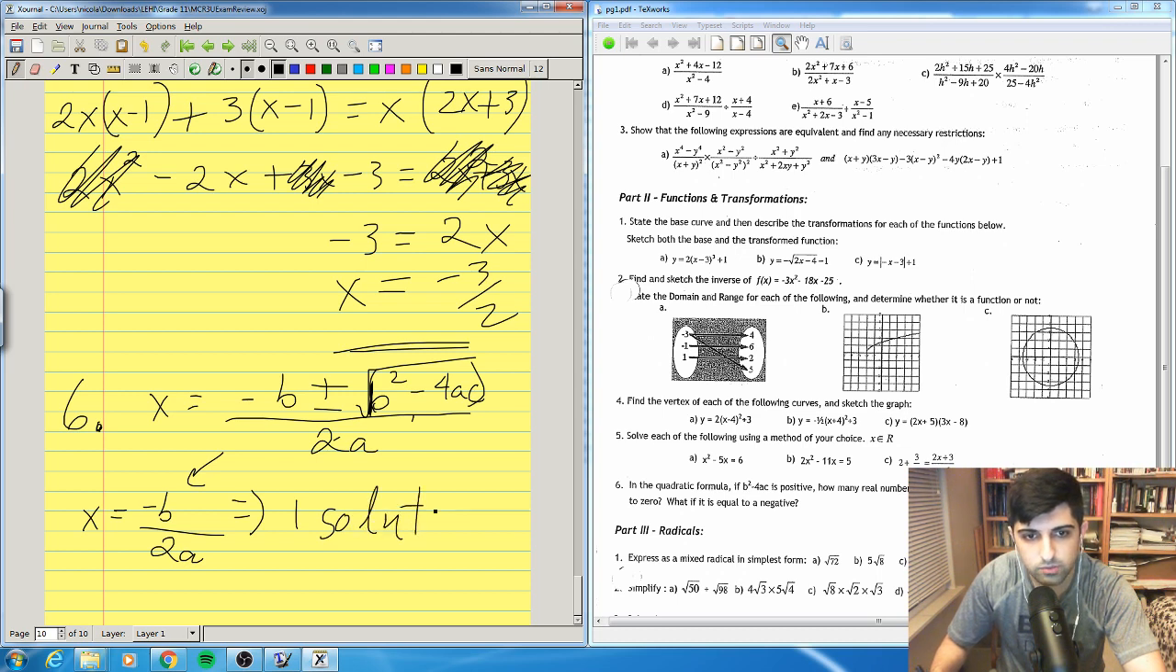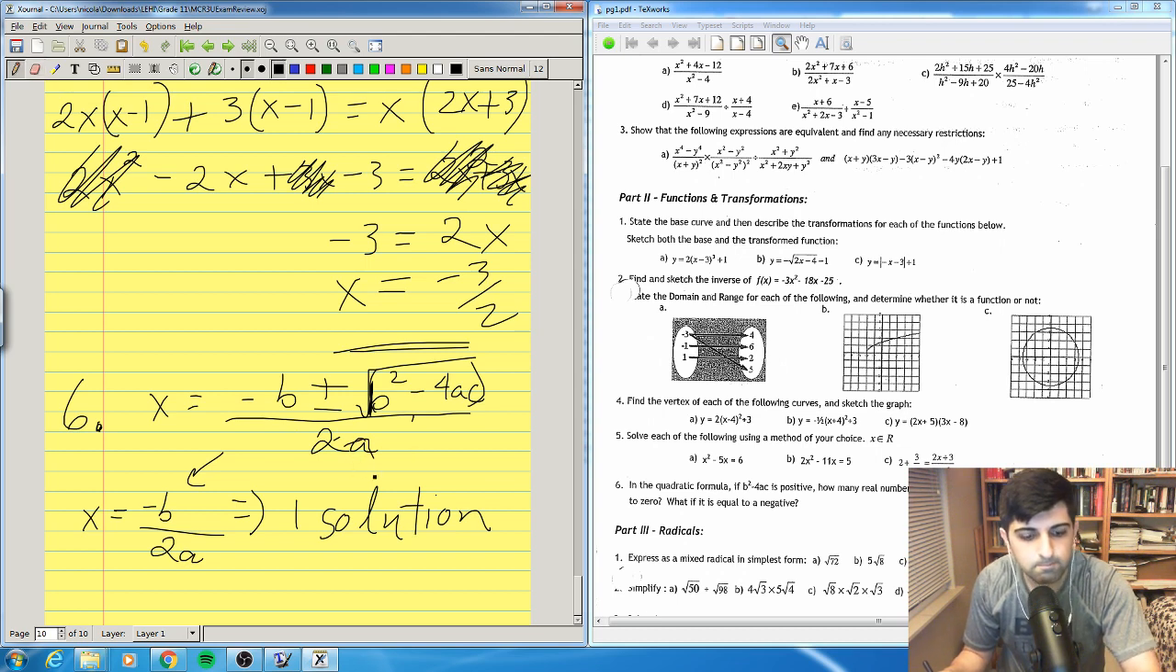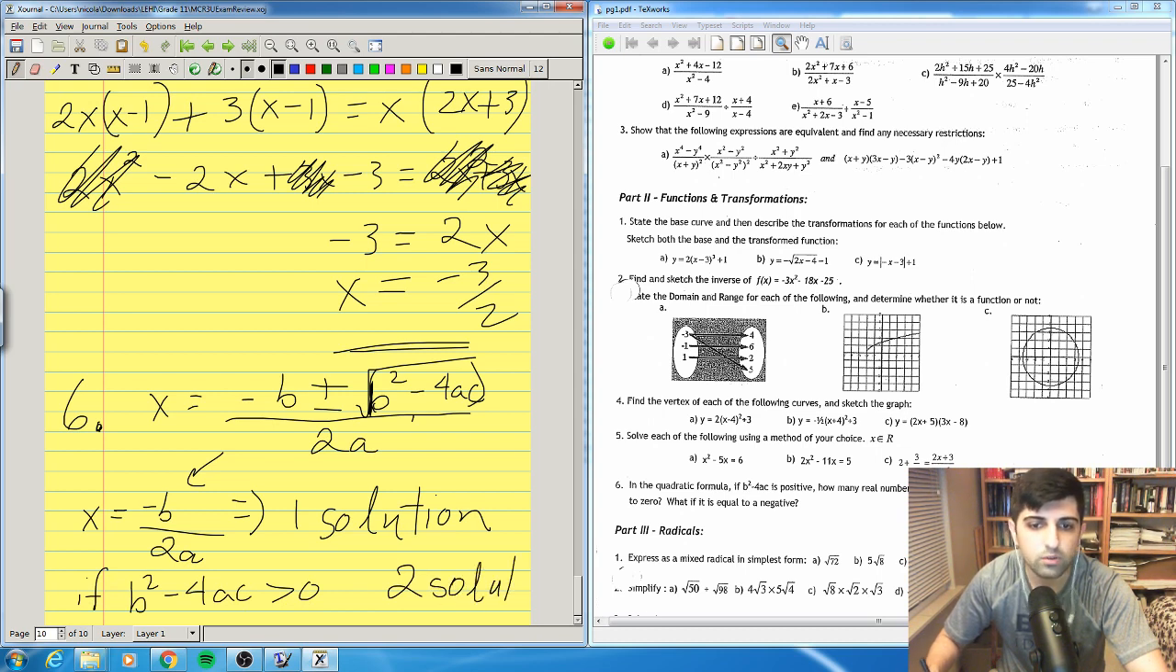Okay, one solution. Now, if it's positive, like 5 or 25 or something like that, then it's going to be a square root. Let's say if it's 25, then the square root of 25 is 5. So it's going to be negative b plus or minus 5 over 2a. That's going to be two things, because it's going to be negative b plus 5 over 2a or negative b minus 5 over 2a. So that's two solutions. So if b squared minus 4ac is greater than 0, you've got two solutions no matter what. I don't care what it is.